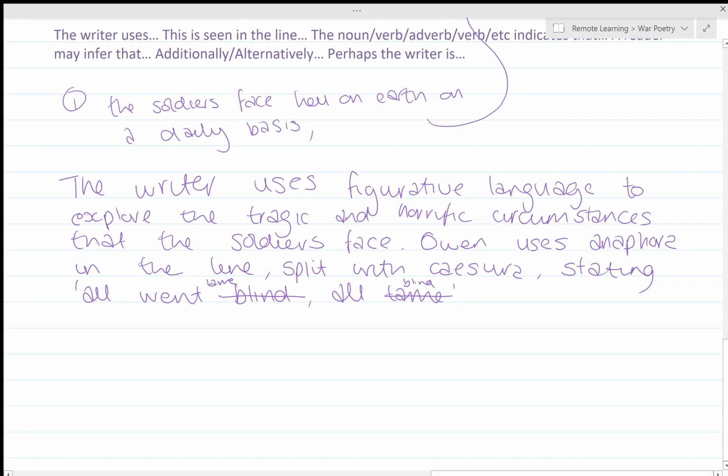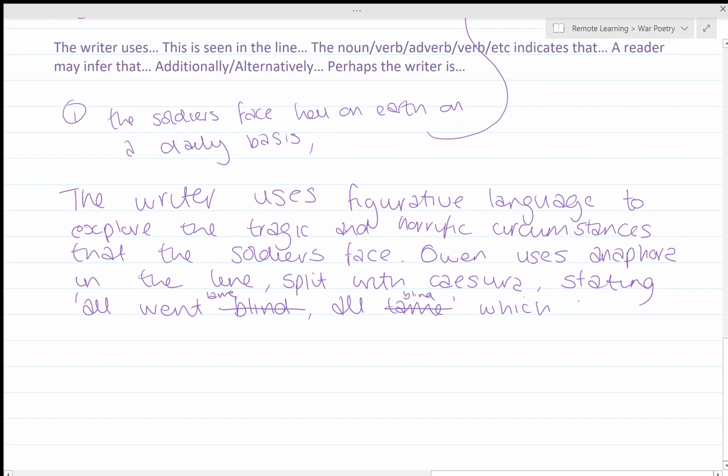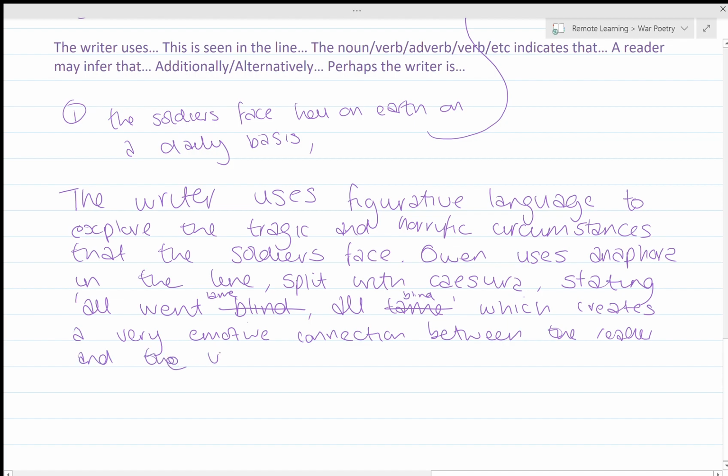Owen uses anaphora in the line split with caesura, stating all went lame, all blind, which creates a very emotive connection between the reader and the voice in the poem. So I'm liking this now. We've got some good stuff in there. I've talked about what the writer uses.